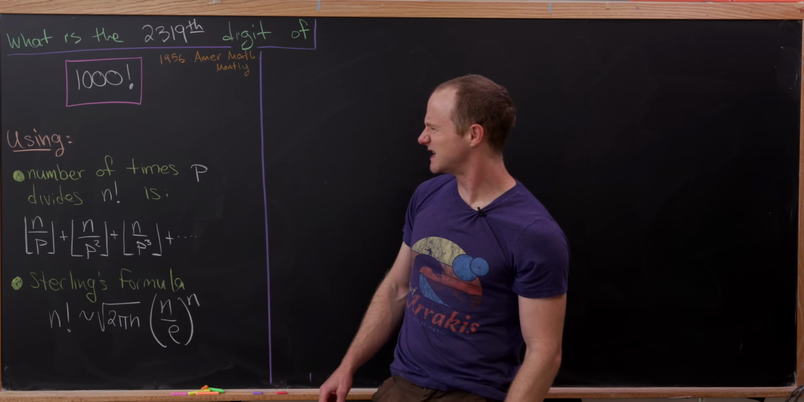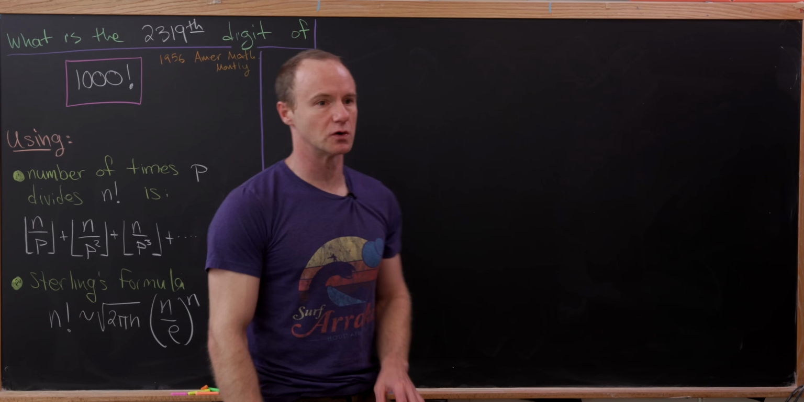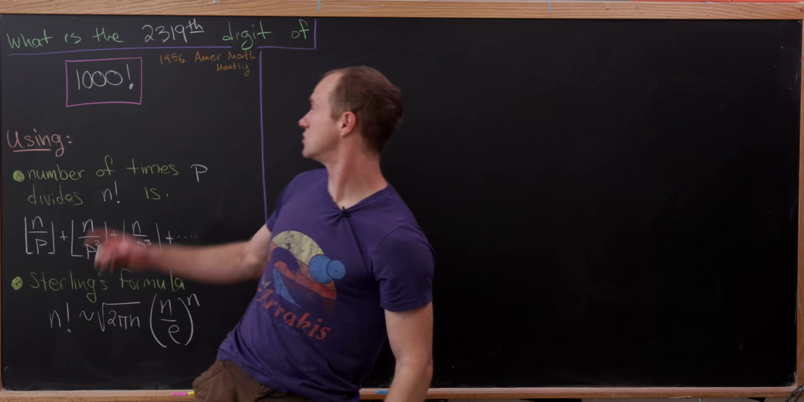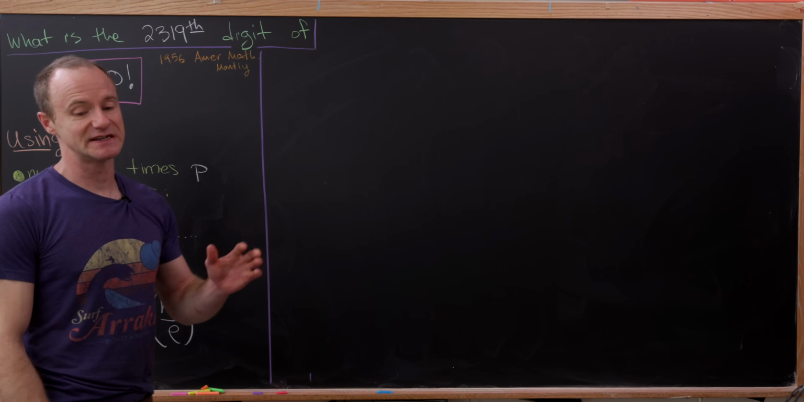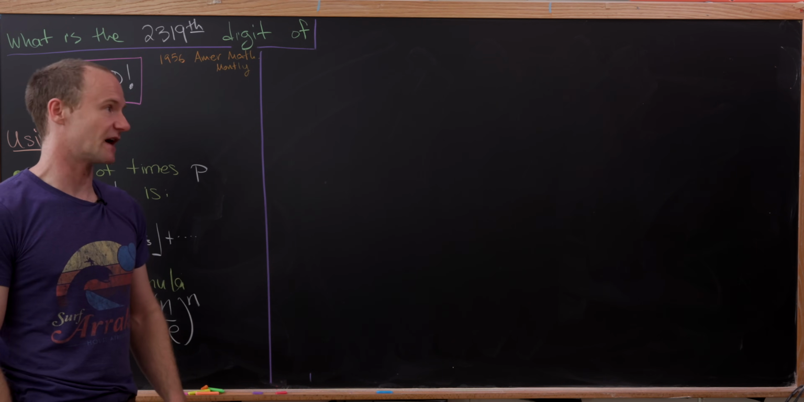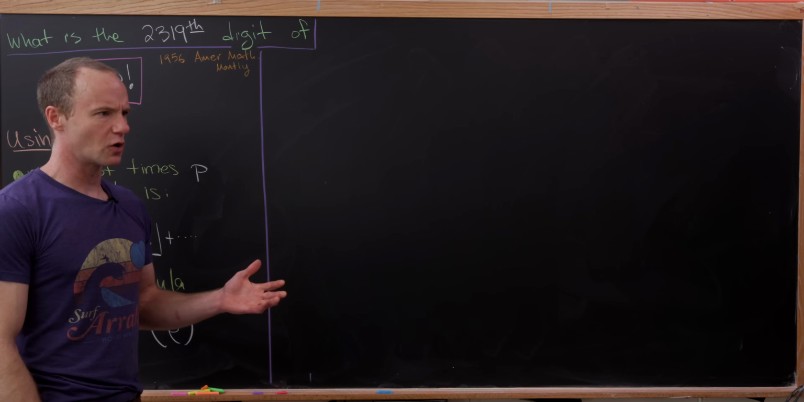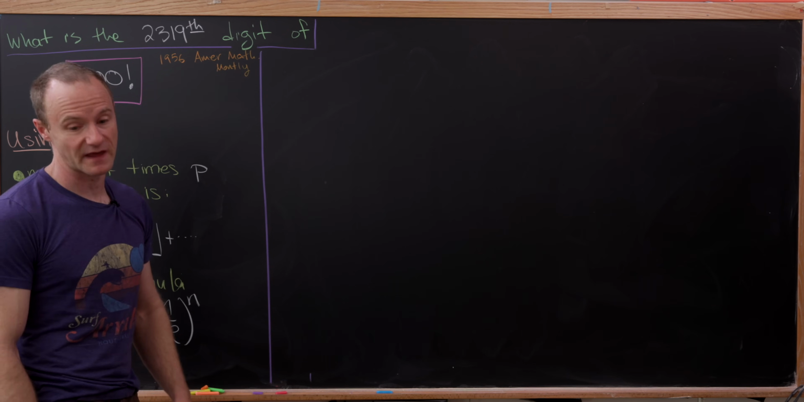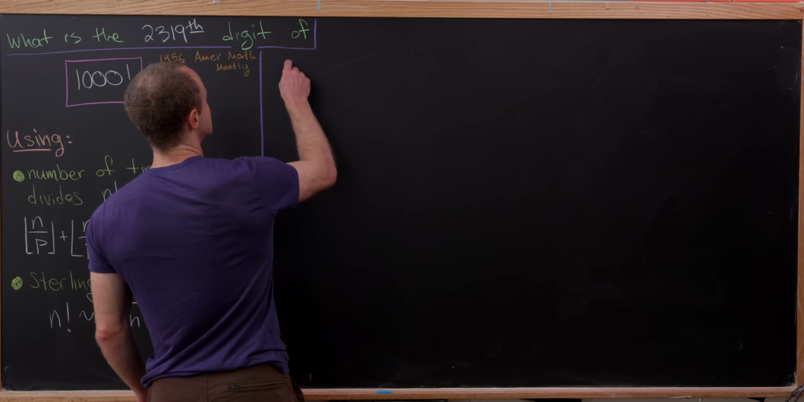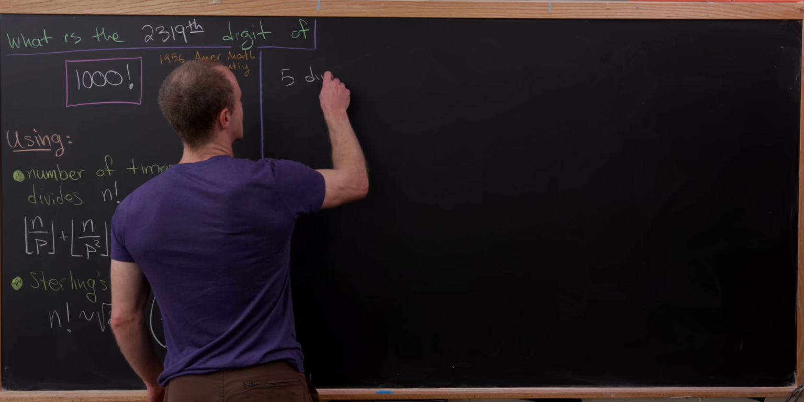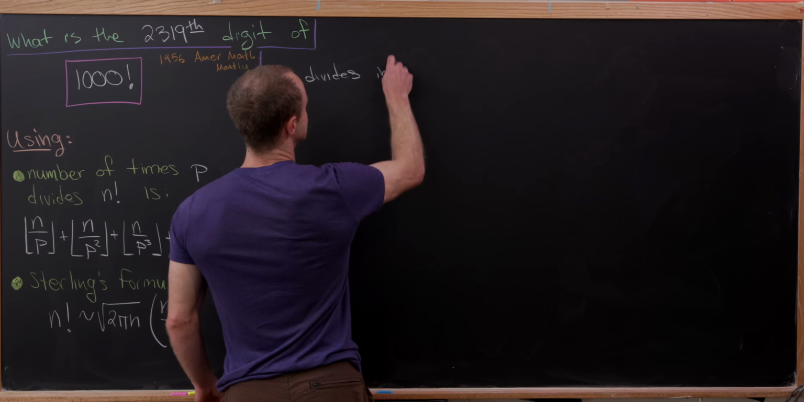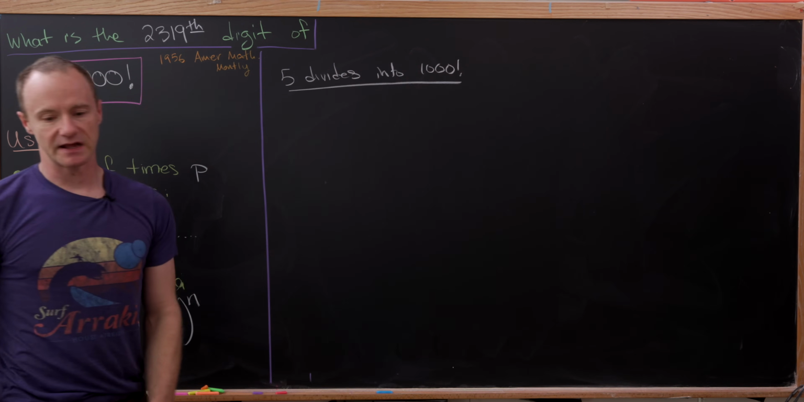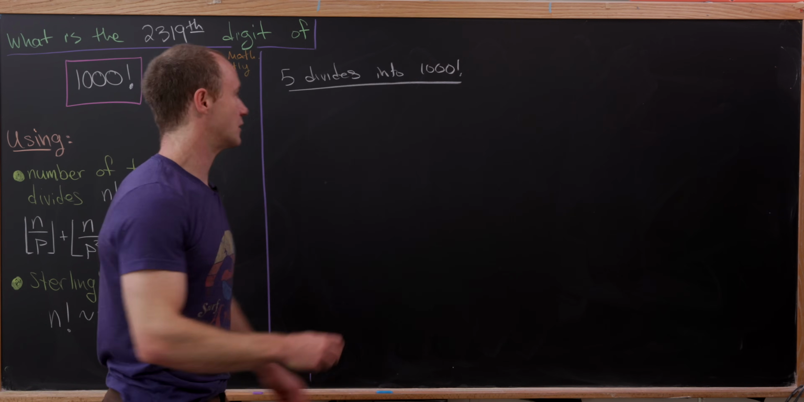Okay. So now let's get to using this first tool to determine how many times 5 divides into 1,000 factorial and how many times 2 divides into 1,000 factorial. That's because our goal is to determine the number of trailing zeros in 1,000 factorial. Okay, so let's first look at the number of times that 5 divides into 1,000 factorial. And we're going to, like I said, use this formula over here.